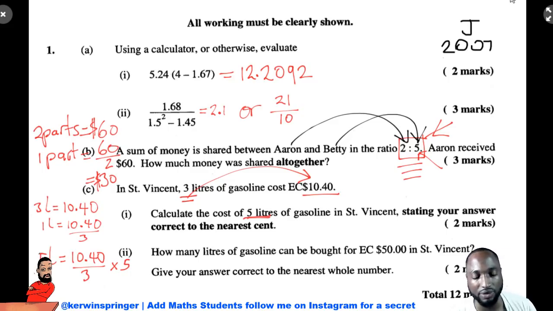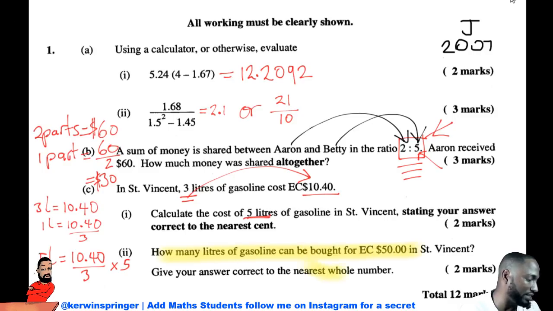Recurring. So yes, it's 17.33 to the nearest cent. Now you need to do a little conversion here. Next part of the question. How many liters of gasoline can be bought for $50 in St. Vincent? Give your answer correct to the nearest whole number.